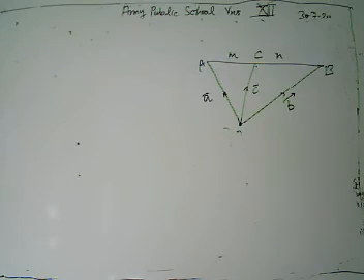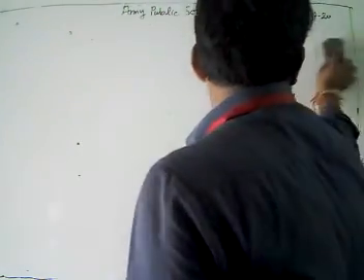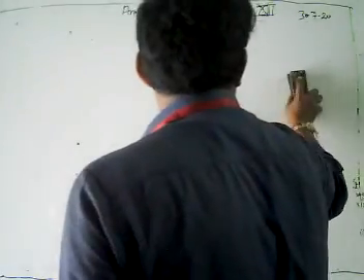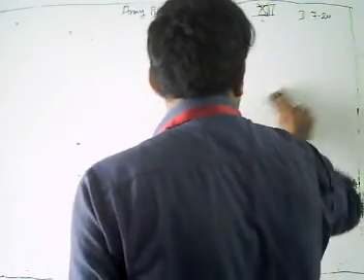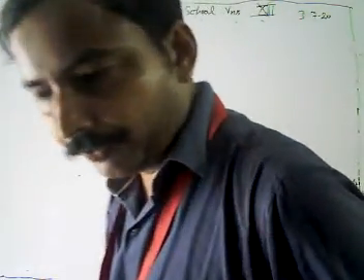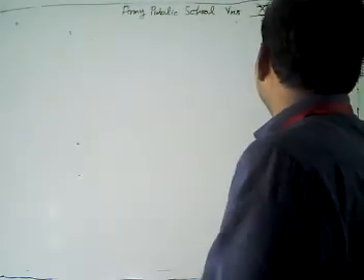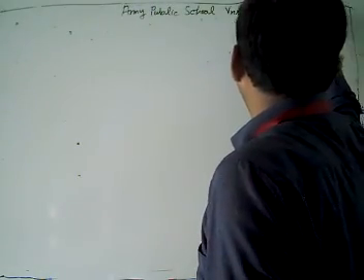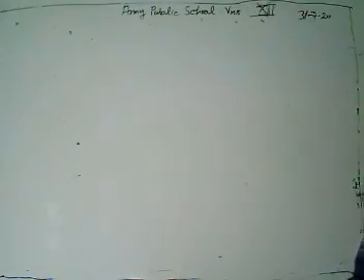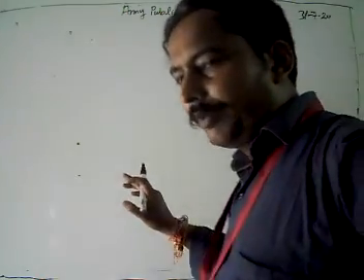Look, thus we are going to find out the centroid of a triangle. How are we going to find the centroid of a triangle? How can you find the centroid of a triangle formula there?